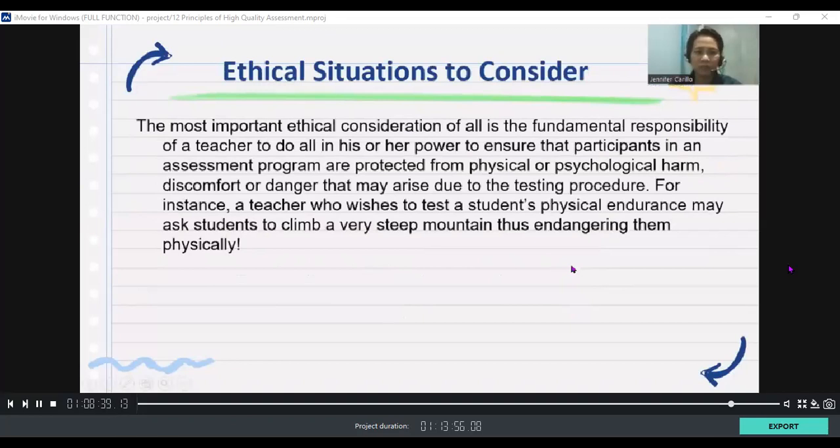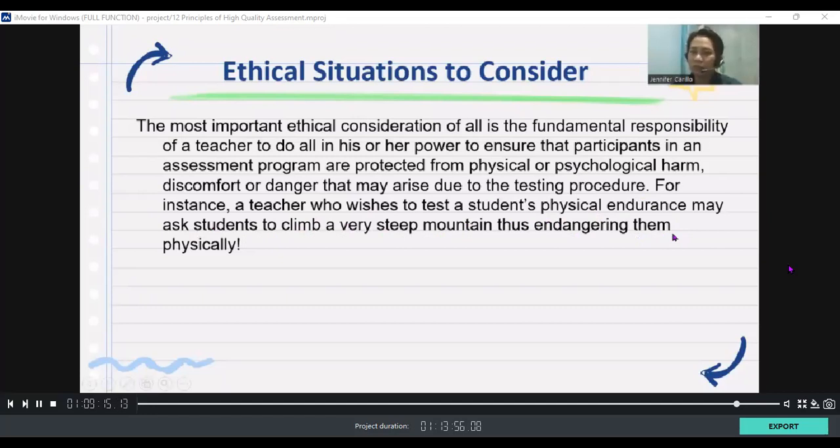So the most important ethical consideration of all is the fundamental responsibility of the teacher to do all in his power to ensure that participants in an assessment program are protected from physical, mental, emotional, and psychological harm, discomfort, or danger that may arise during or due to the testing procedure. For instance, a teacher who wishes to test a student's physical endurance may ask the students to climb a very steep mountain, thus endangering them physically.